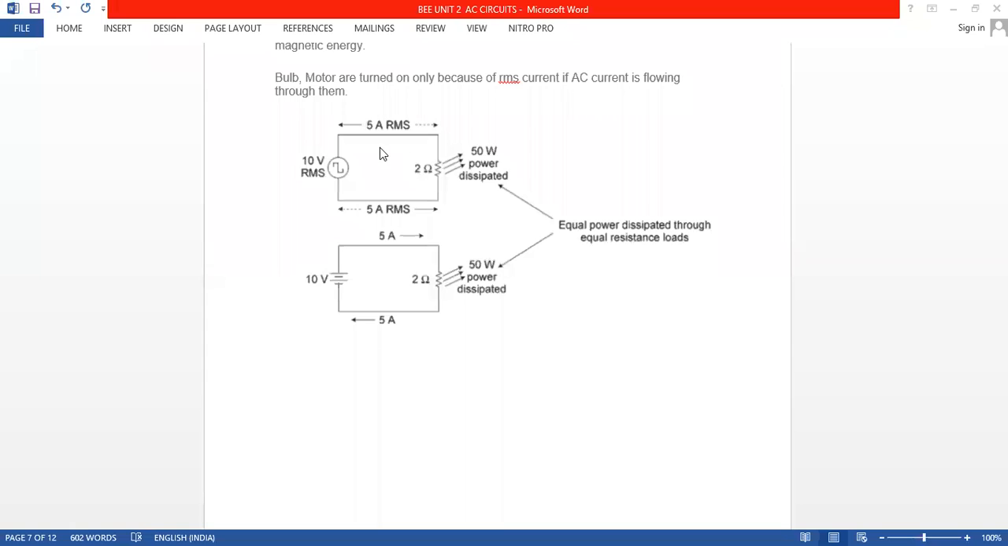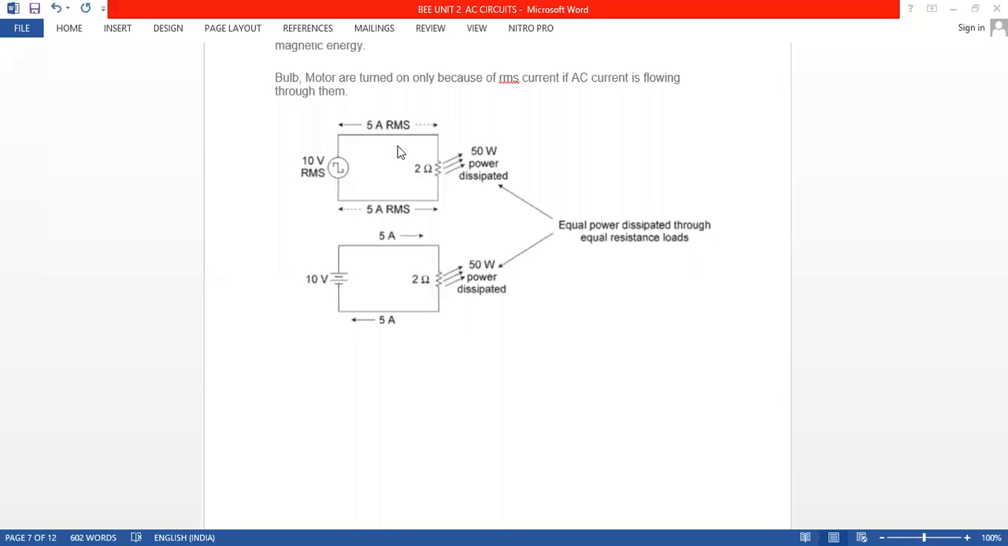Right? So here in the circuit, why have they not given AC current? Because when voltage is on, which current will flow through the wire? Peak current? No. Peak to peak current? No. Instantaneous current? No. Average current? No. So which current can flow through the wire? RMS current. That's why they have mentioned it here clearly.